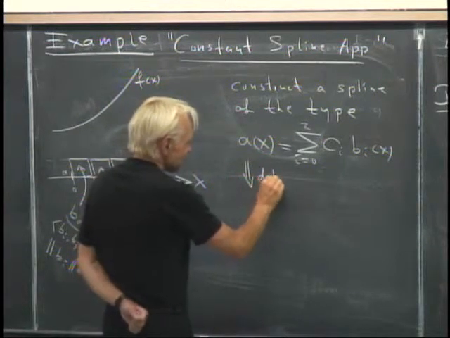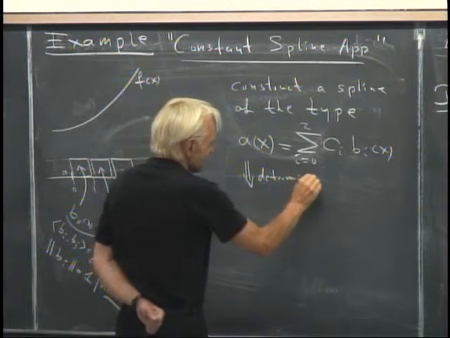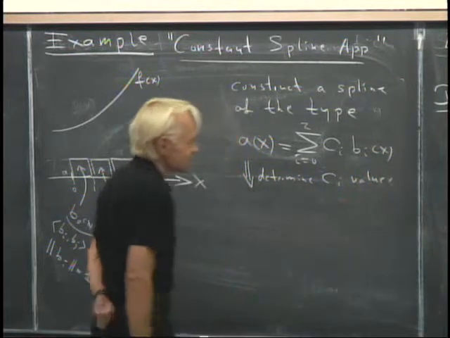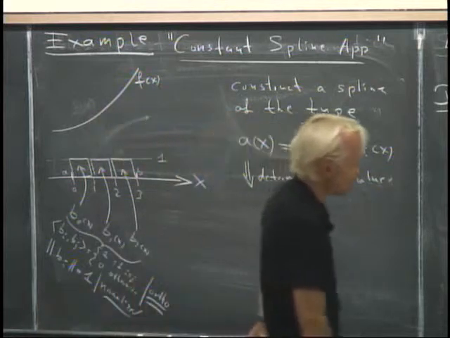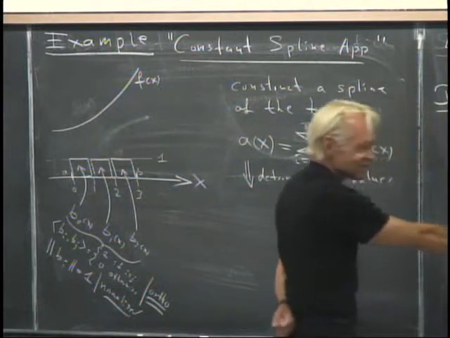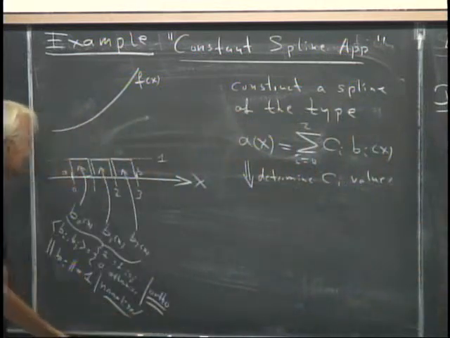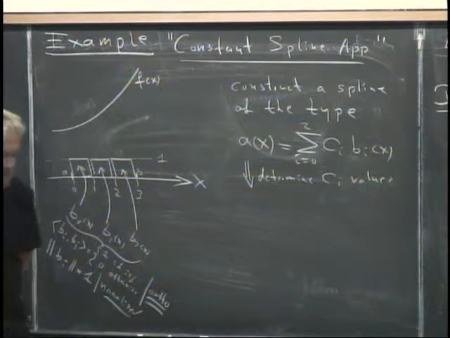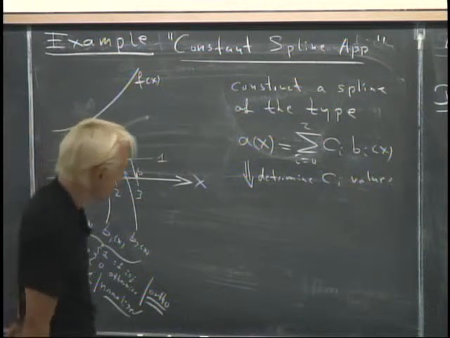What do we need to determine? We determine the CI values, right? The CI values come from this general apparatus. This is the general machinery. So I write this general machinery down for this very trivial case of approximating a function with just a linear combination of three box functions.